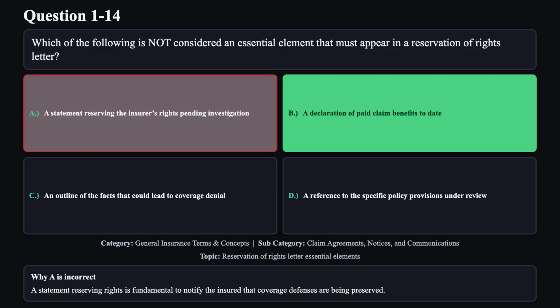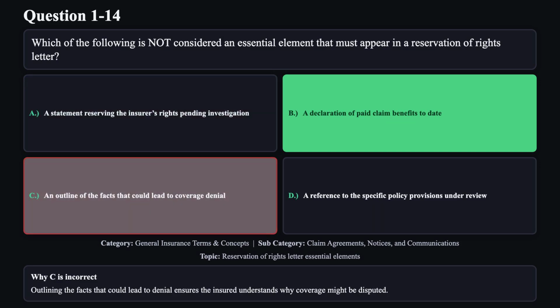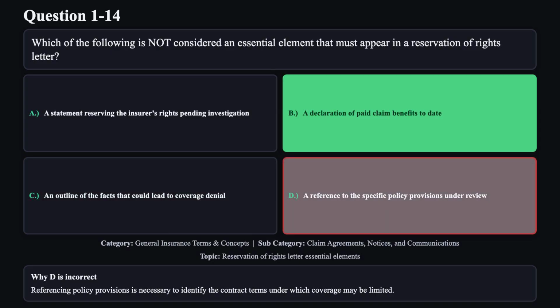A statement reserving rights is fundamental to notify the insured that coverage defenses are being preserved. Reason C is not correct. Outlining the facts that could lead to denial ensures the insured understands why coverage might be disputed. Reason D is not correct. Referencing policy provisions is necessary to identify the contract terms under which coverage may be limited.